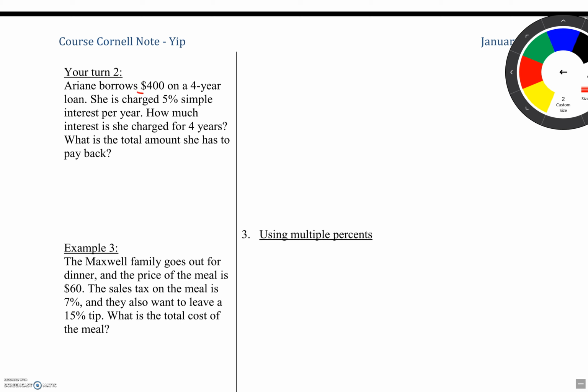All right, so she borrows $400. That's the principal. It's what we start with. It's on a 4-year loan. That is the time. And we have a 5% interest. That's our rate. So let's find the amount of interest first. So it's principal, 400, times the rate as a decimal, so 5%, times the 4 years.